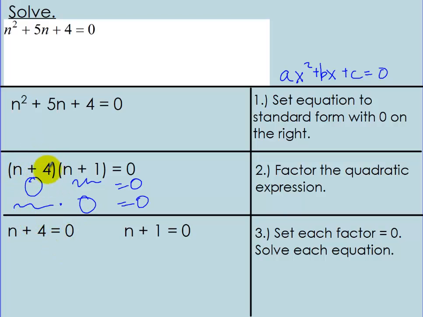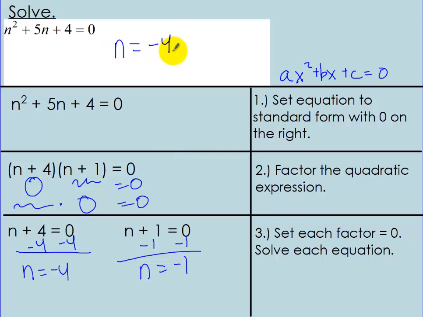So I'm going to set the left-hand side to 0, so n plus 4 equals 0, and then the right-hand side, n minus 1 equals 0. And let's solve each of these. I'm going to subtract 4 from both sides, so you're going to get n equals -4, and subtract 1 from both sides over here, and I get n equals -1. So my two solutions are n equals -4 and -1. You can write it like this, or write it separately, I don't care. And that's what we got on the slide before.